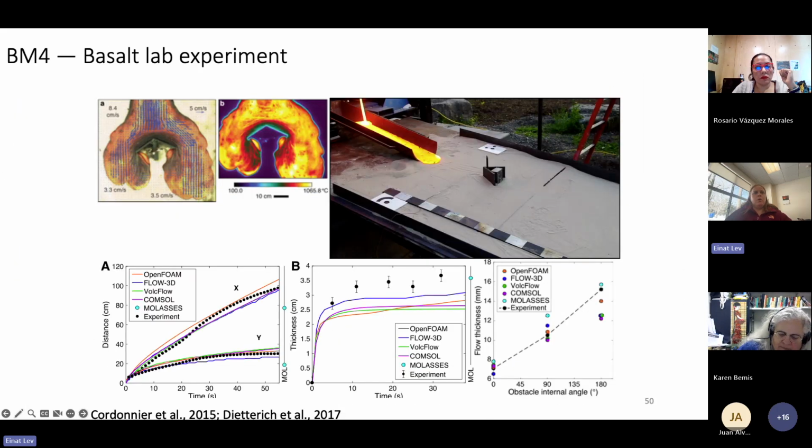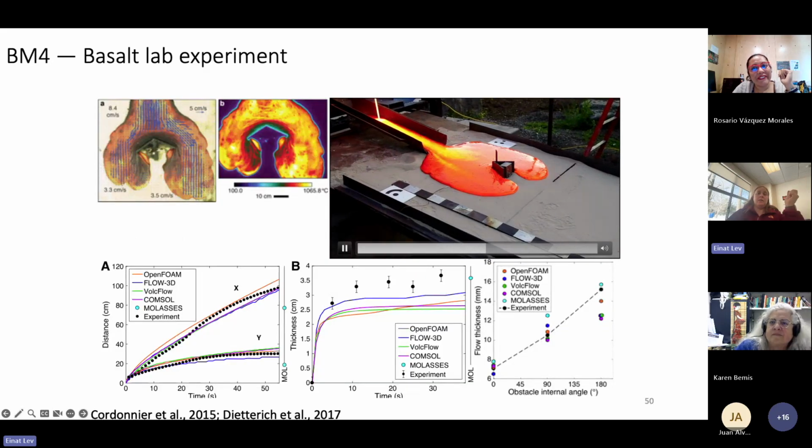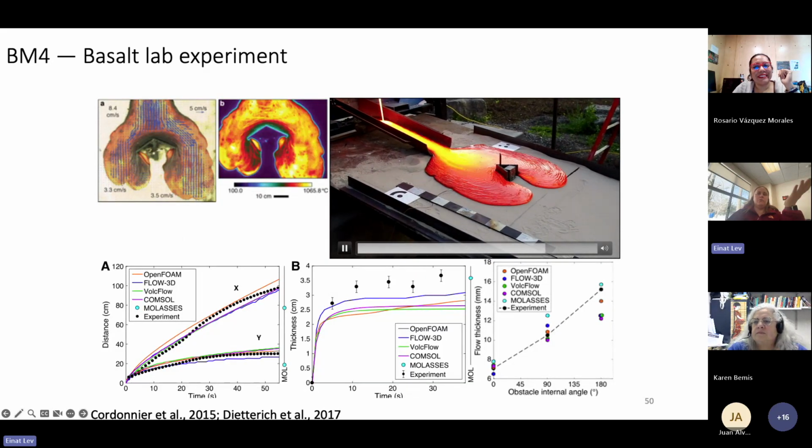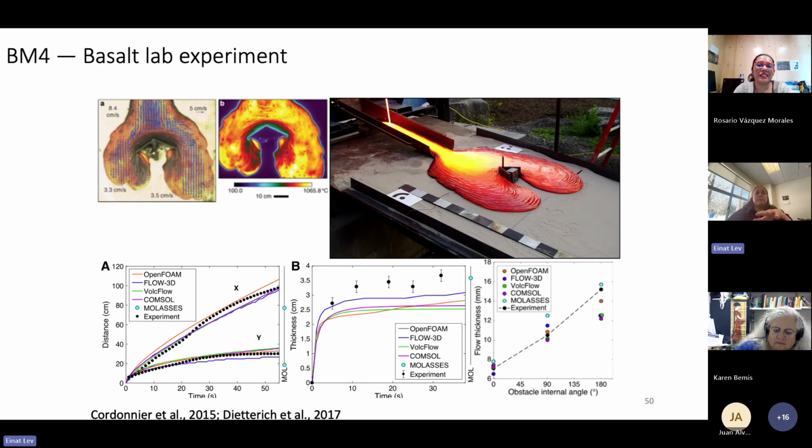So all these different tests have been explored and defined. So if you use a model, you want to ask, how well is it doing on these different tests? For example, this is a test where the lava flow at Syracuse was going against an obstacle.